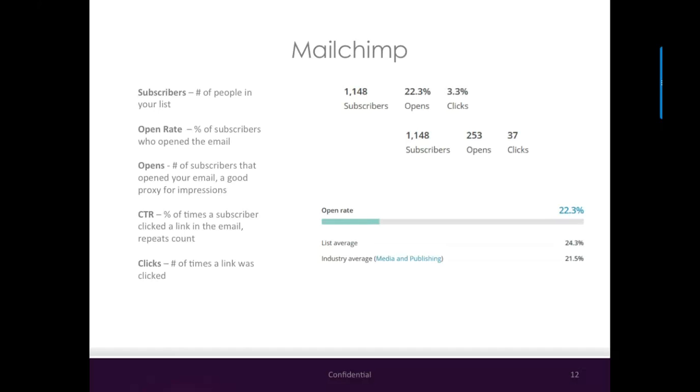MailChimp is a great tool for seeing how you're doing against industry averages. It's our recommended email platform. Again, we don't get paid to say that. We just really like it. So if you're not using it, definitely try to check it out.